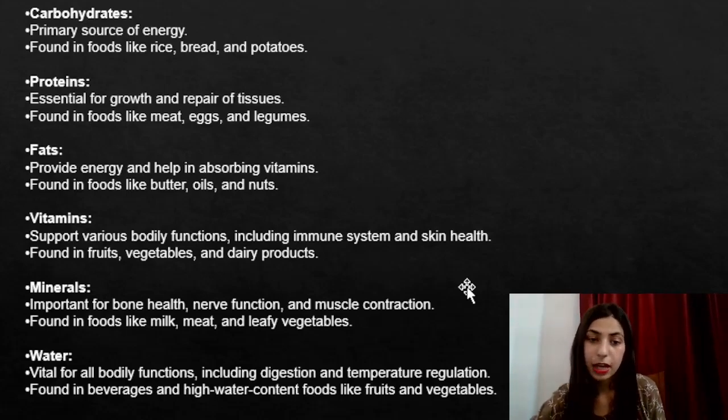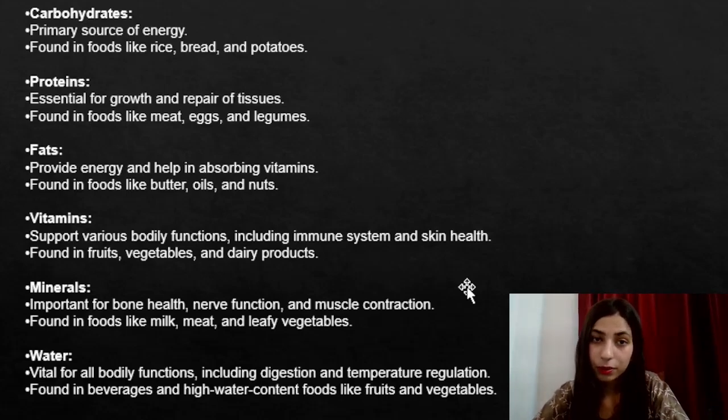Then we have vitamins. Vitamins support various bodily functions, including the immune system and skin health. So if you want good immunity and good skin health, then start adding vitamins to your diet. You get these vitamins from fruits, vegetables, and dairy products. Then we come to the minerals. Minerals are also important. They are important for bone health, nerve function, and muscle contraction. Every mineral has a specific function, and you find these minerals in milk, meat, vegetables, water.